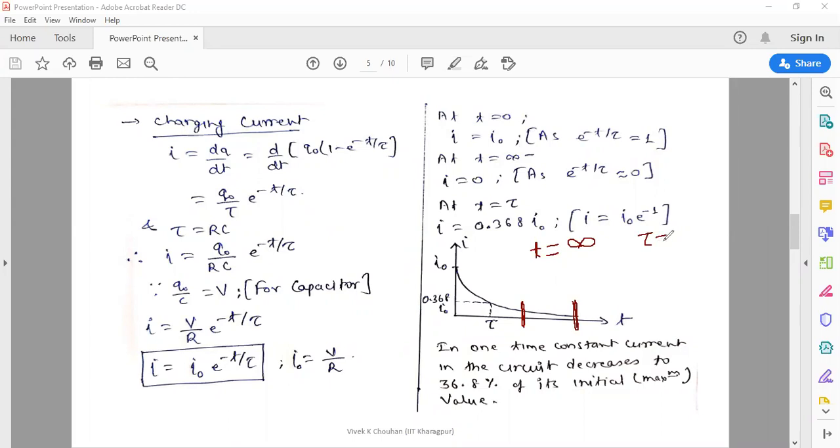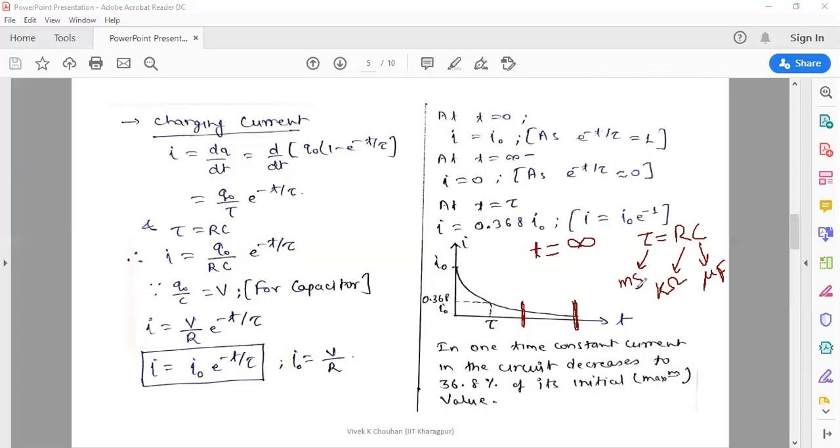What did we have in tau? We had tau is equals to R into C. When you solve the questions, you will find in almost all the cases, capacitance would be of the order of microfarad. Now, even if you are taking resistance in the order of kilo ohms, even then tau will come in the order of what? Milliseconds, right?